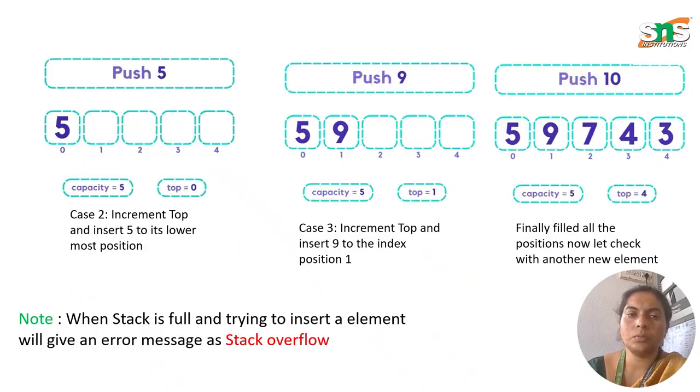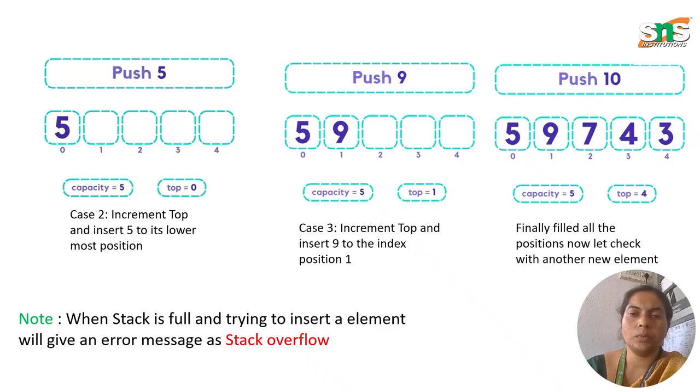Suppose you want to push an element 5. We first check the capacity of the stack and whether the top is -1. A top of -1 indicates that the stack is empty. Once we confirm that the stack is empty, we increment the top, so from -1 it moves to 0. Once it is at the 0th index, the element 5 is inserted at the 0th index.